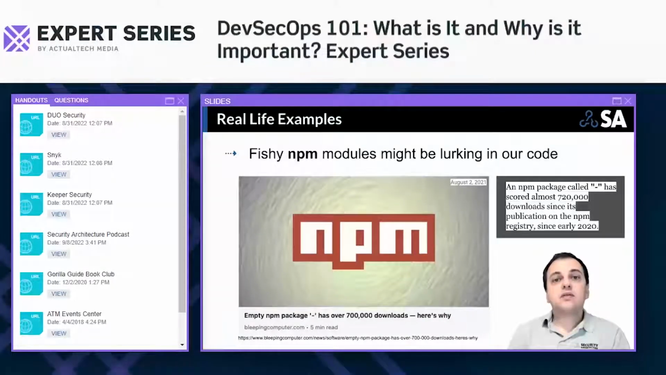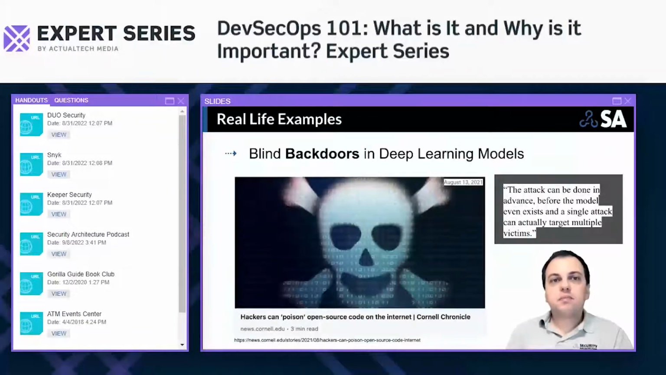And while there is nothing right now in the dash package that indicates it's malicious, developers should be careful that packages like dash don't accidentally slip into their code and their builds. On the other hand, open source software licenses that such a module can carry might be a legal vulnerability on their own. Another great example is blind backdoors in deep learning models.